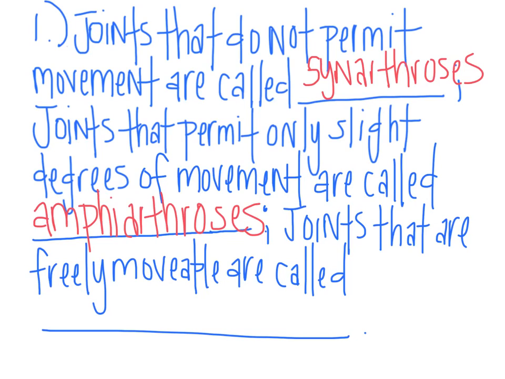And then joints that are freely movable, these are called diarthrosis. So again, these are like your arms, your legs, anything that's freely movable. Those are also known as synovial joints.